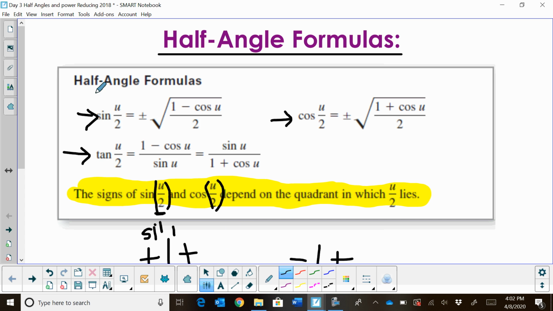Okay, just a last minute reminder. Remember to use the original angle to decide if sine and cosine are positive or negative. It's not the angle you plug into the formula right here. It's the original angle beside the quadrant.